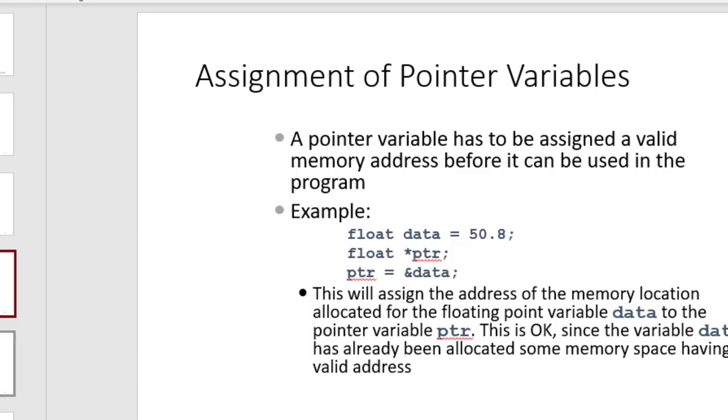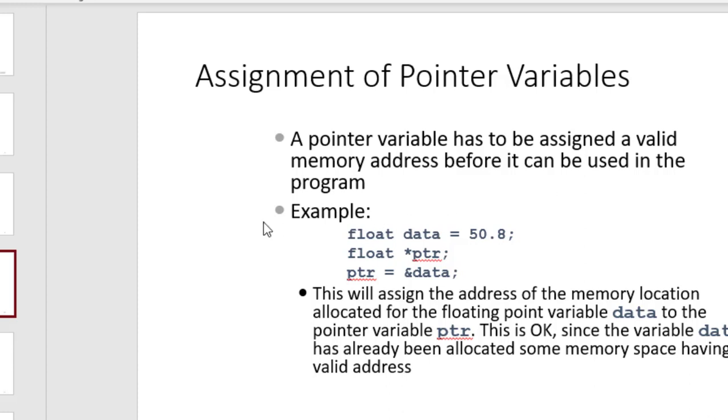Now, let's see how to assign a variable to pointers. We can assign values to pointers. A pointer variable has to be assigned a valid memory address before it can be used in the program. So this is the rule. You can't use pointers to variables if you have not assigned the address to those pointers.